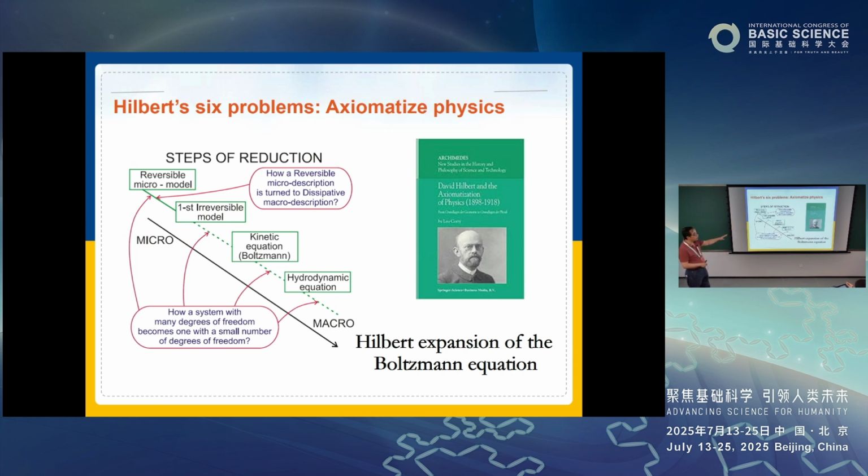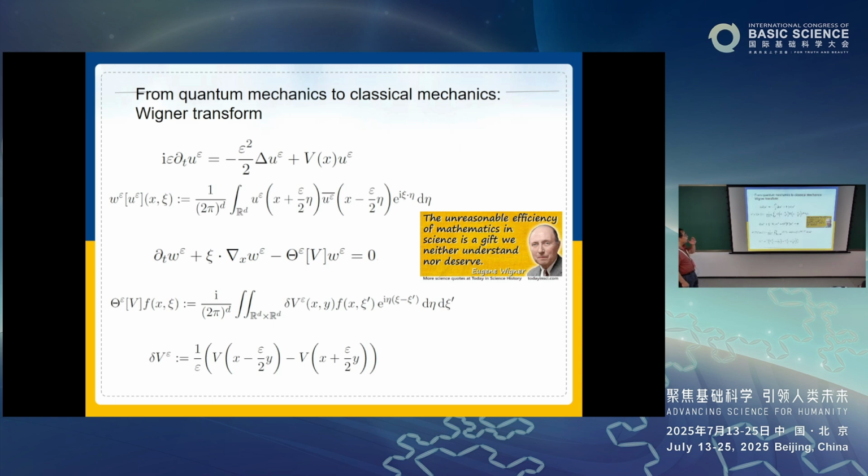Actually, Hilbert himself was trying to connect kinetic equations with hydrodynamic equations. He actually made some effort on this, although he didn't fully solve this problem. So now, that's a rough idea, right? About these 4 fundamental equations. So next I will talk about their mathematical connections. All right. So let me start with quantum mechanics.